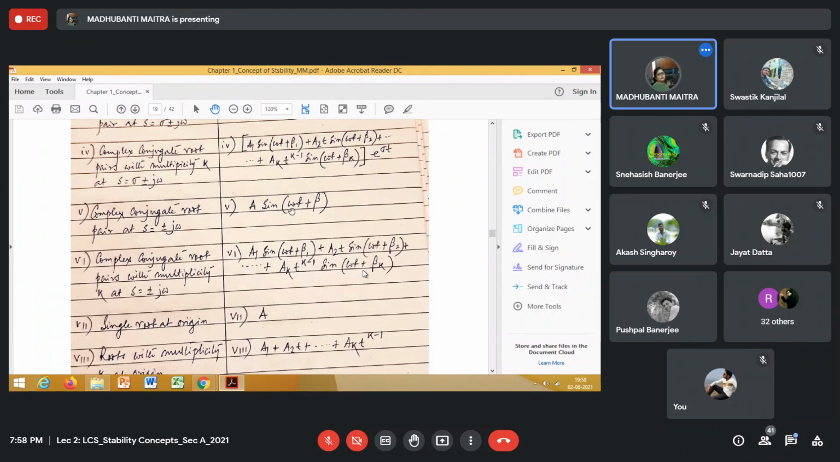Yes, ma'am. Now, the next case is complex conjugate root pairs with multiplicity k at s equal to plus minus j omega.